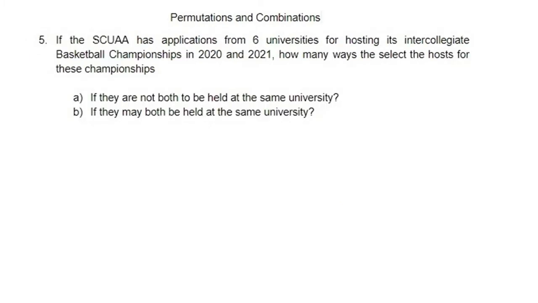Ito. If the SCUAA has applications from 6 universities for hosting the intercollegiate basketball championship in 2020 and 2021, in how many ways can they select the host for this championship? A, if they are not both to be held at the same university. B, if they may both be held at the same university. So sa letter A, the total number of ways of selection, remember, pag napili ng isa, natira 5. O, di ba? So, we have 30 ways.